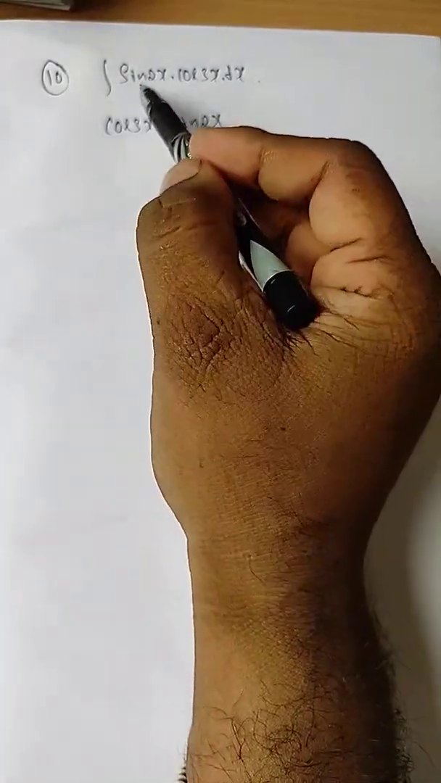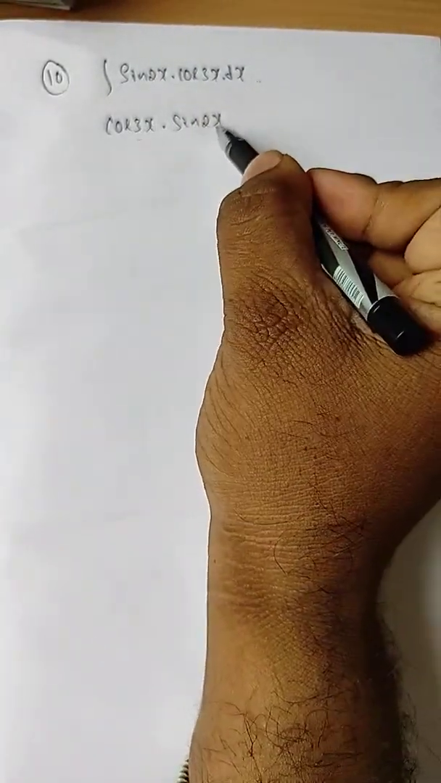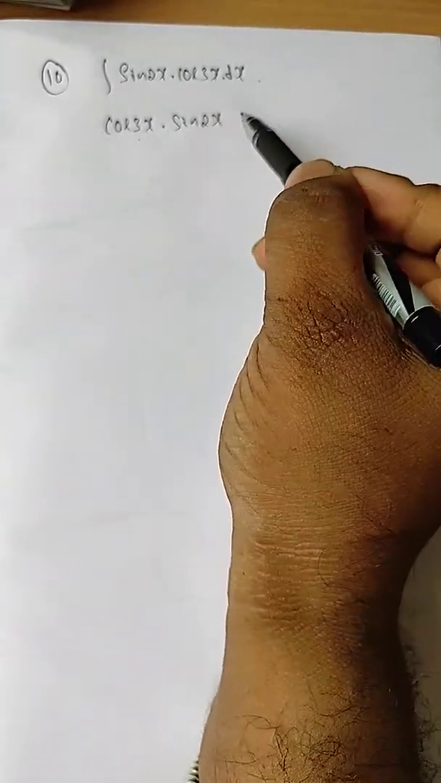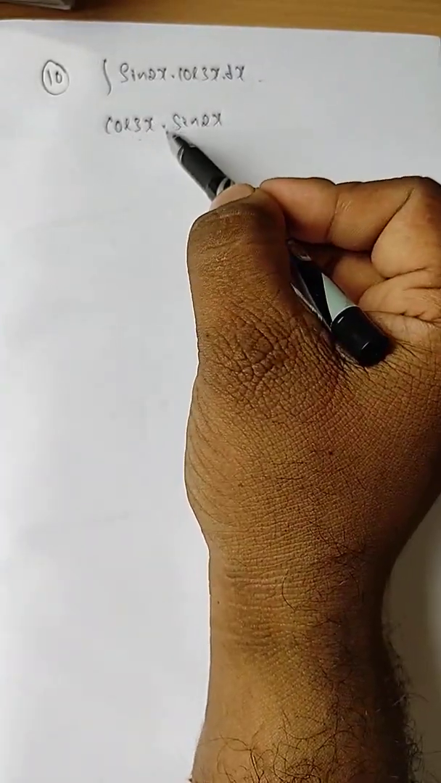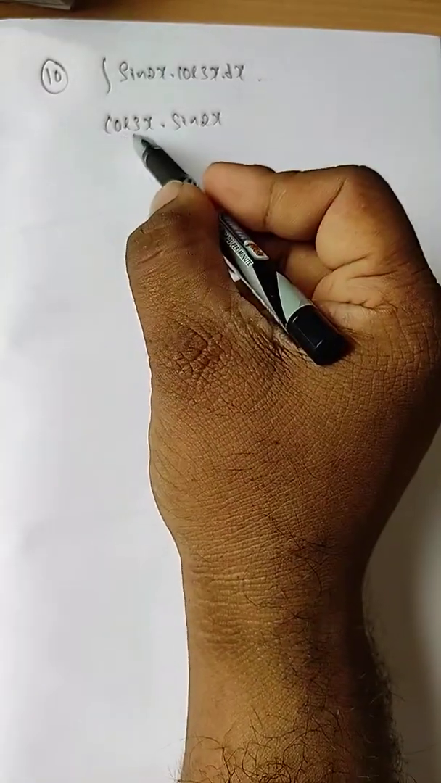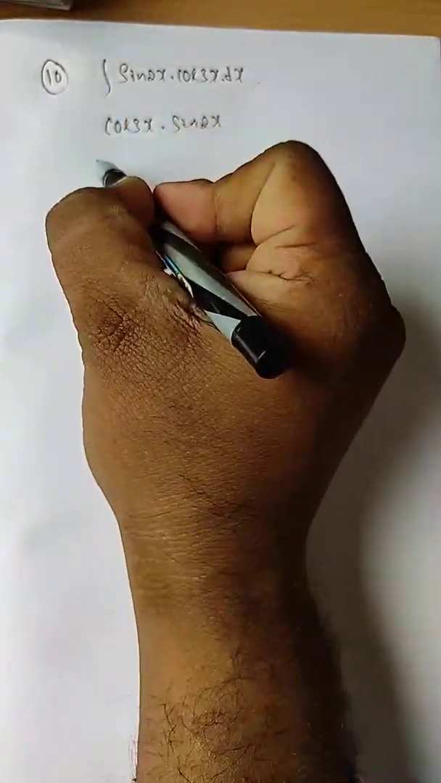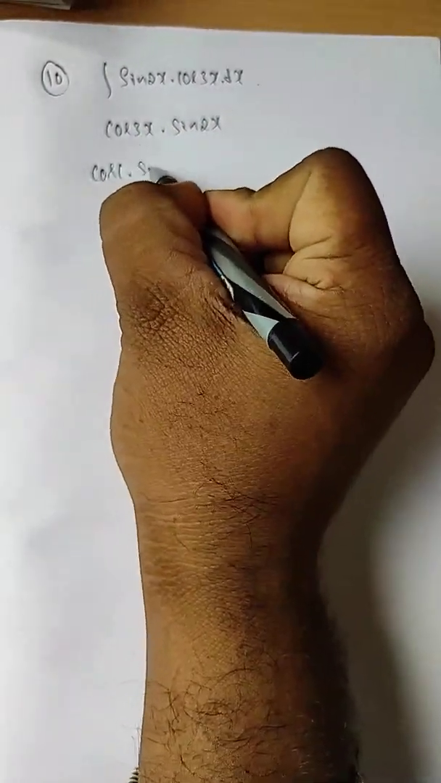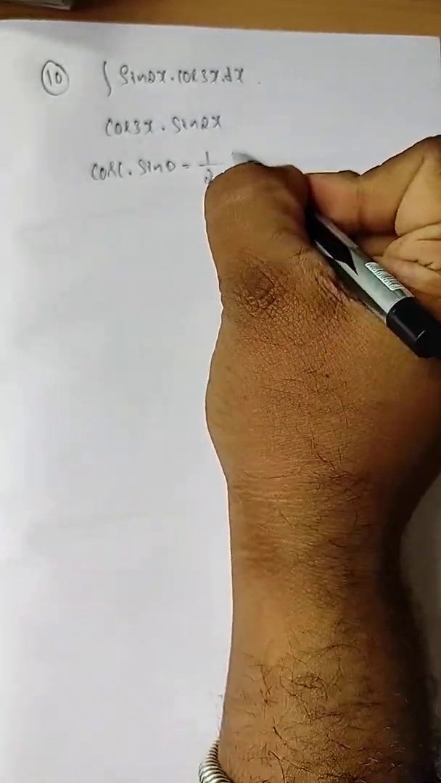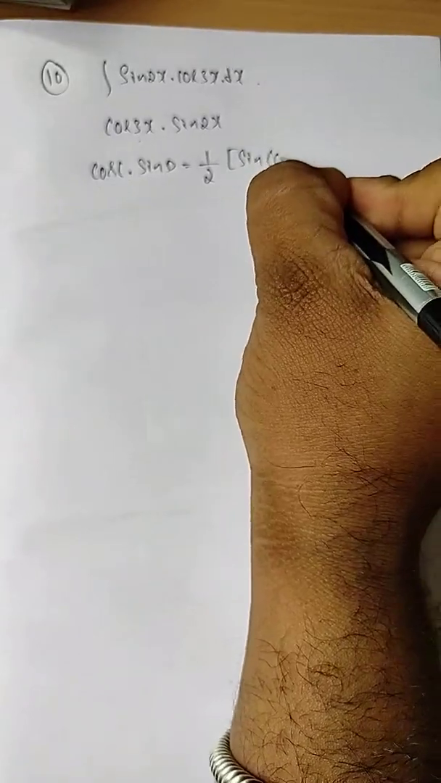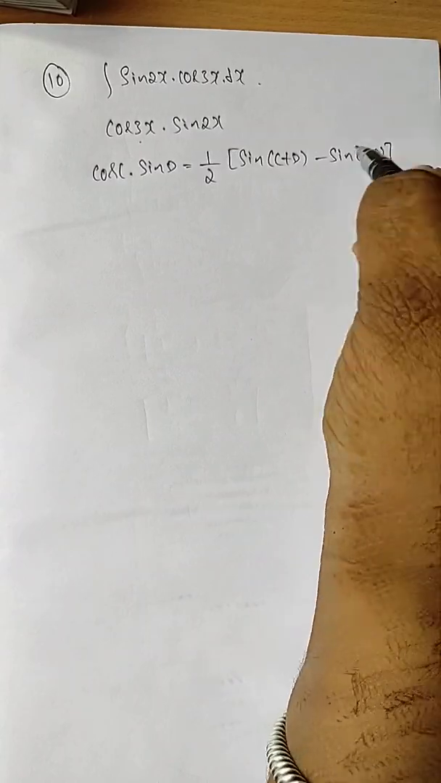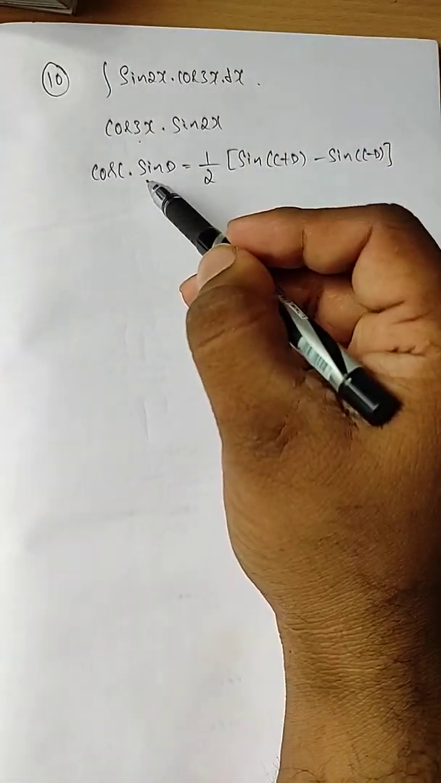So now what do we do? It is in the form of product form. Since it is in the form of product form, we are converting this product to sum or difference by using the transformation formula. Is it clear? So the product form, we convert to sum and difference form by using the transformation formula. Which transformation formula do you want to use here? Cos c into sin d is equal to 1 by 2 sin c plus d minus sin c minus d.